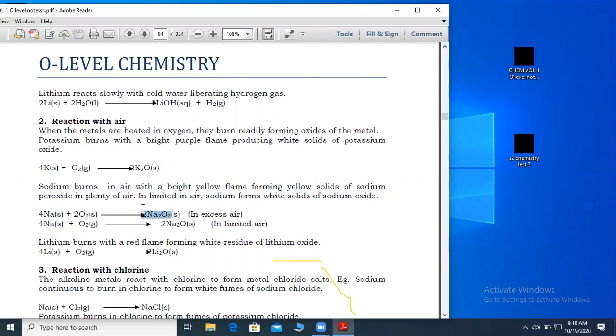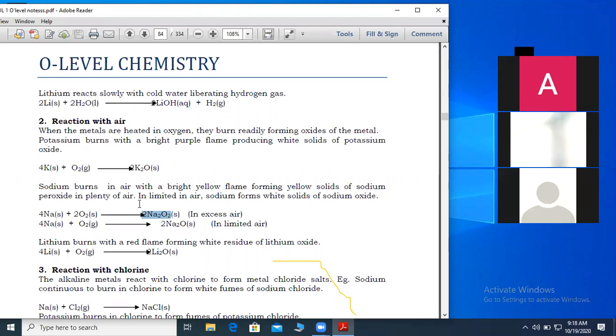And sodium peroxide, can you write that one down in your notebook there? We talked about it in senior one, but I'm surprised you keep forgetting. So in excess oxygen, sodium reacts with oxygen to form sodium peroxide, and sodium peroxide is a yellow solid. Then in limited oxygen, the product is sodium oxide. The formula of sodium oxide is still challenging some of you.